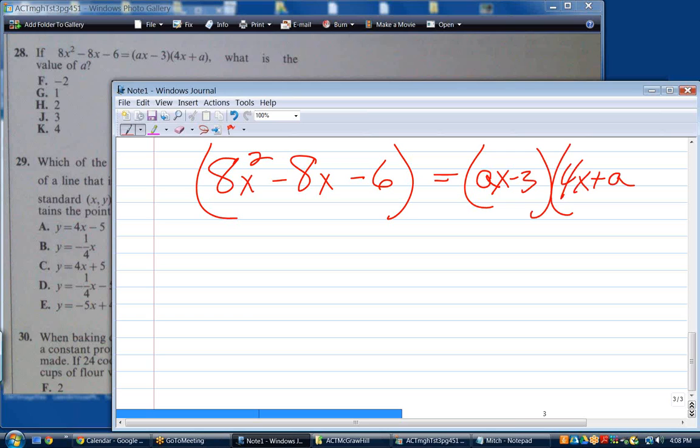What does A have to be? It has to be... You wanted to say it? Go ahead and say it. 2. Yes. In other words, the only part you really have to know is that times that has to equal 8x squared. And for that to be true, A has to be 2. Well, if A is 2, then that times that is minus 6 also.